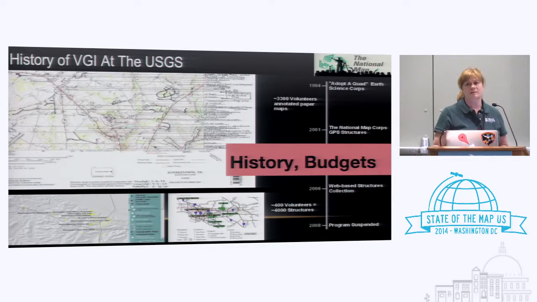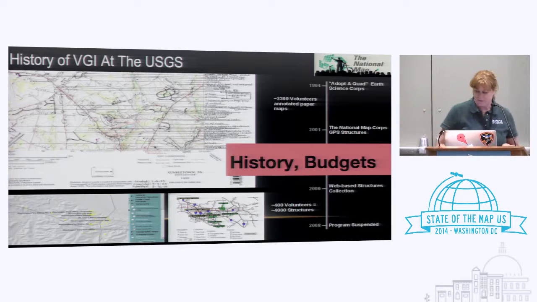It took a lot of resources to get the information we were getting from our volunteers, and we had quite a few volunteers. It's nothing on the scale of OpenStreetMap, but over 3,000 volunteers just for the paper maps, and we had 400, I think there were quite a few more, using the GPS. But we were getting things in from email, from spreadsheets, from Excel, and to take that information and bring it into our databases took a lot of resources at the USGS. And as money got tighter and tighter, that program was suspended.